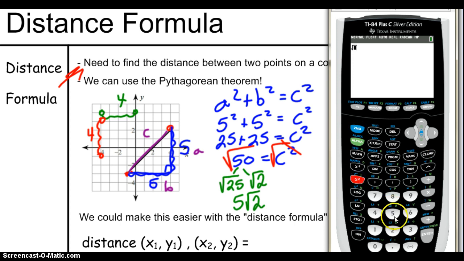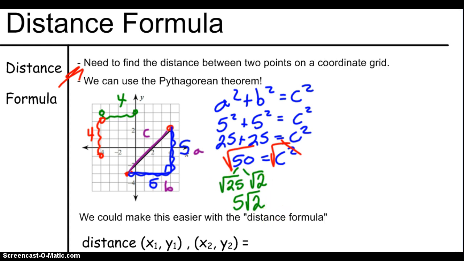So here's the square root of 50. Okay, 7.07. And just to make sure I did my math right, let's check the 5 square root 2. Okay, right here. 7.07, perfect. So that means that the distance is either 5 square root 2 in exact radical form, or 7.07 in rounded decimal form.